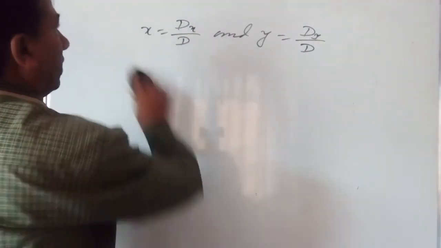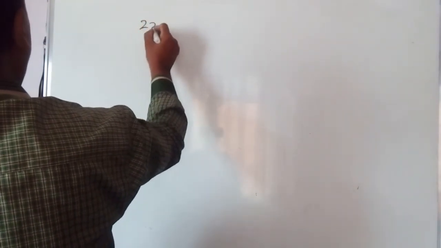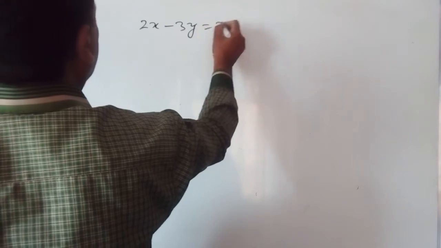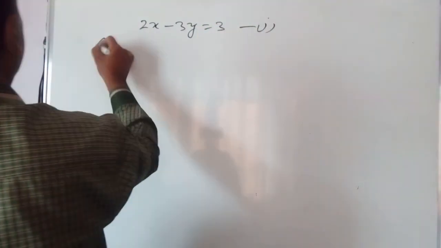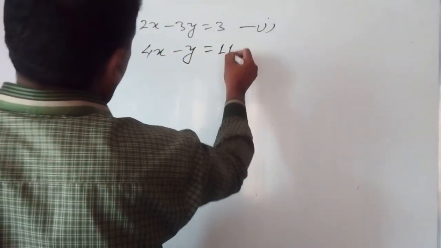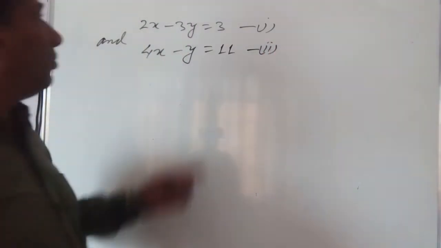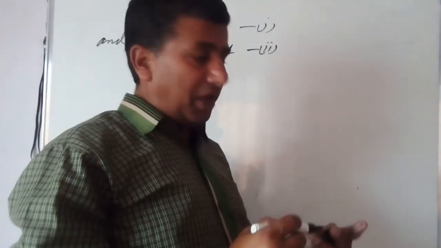Now by using this formula, I'll solve. Suppose 2x minus 3y equals 3, equation 1, and 4x minus y equals 11, equation 2. Now I have taken two equations, equation 1 and 2, and I am going to solve them by using Cramer's rule.